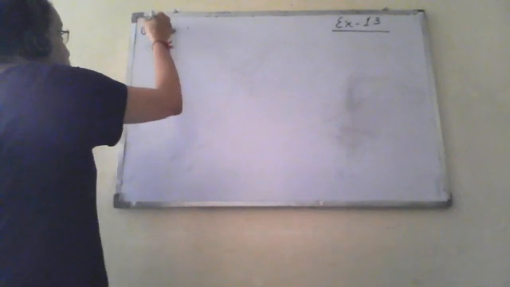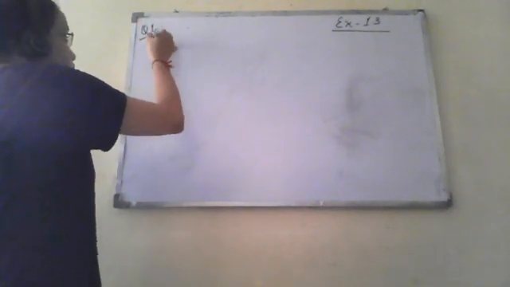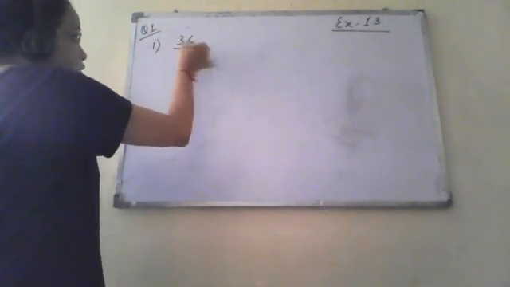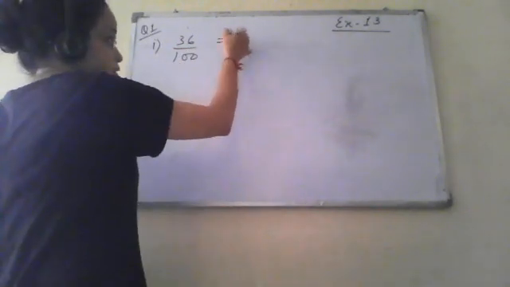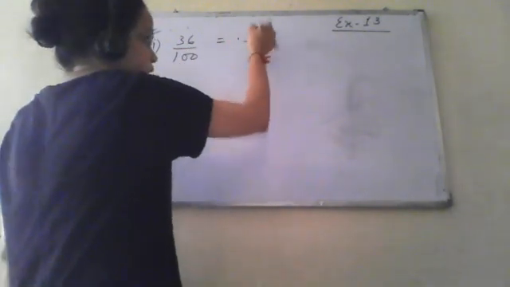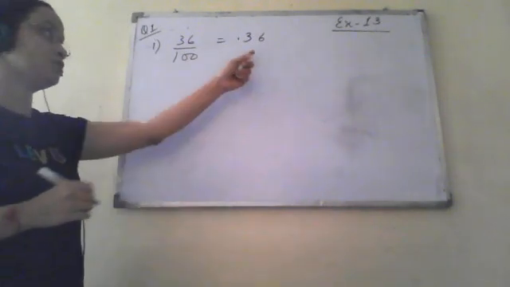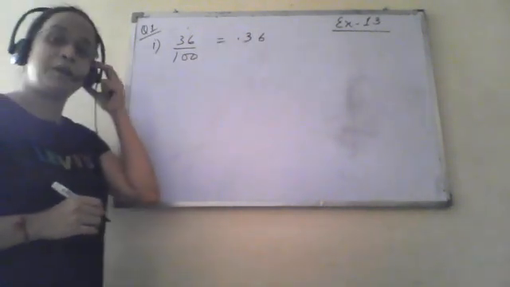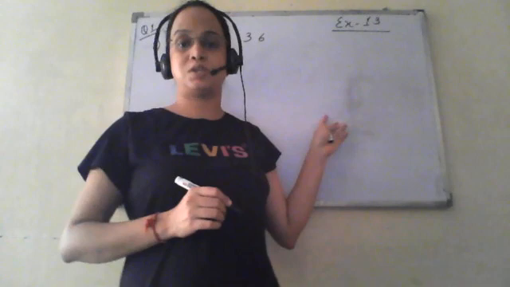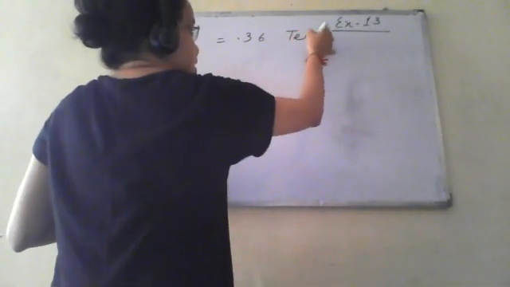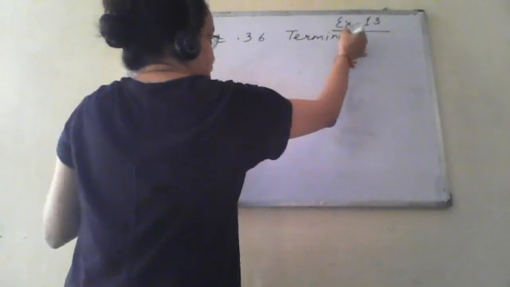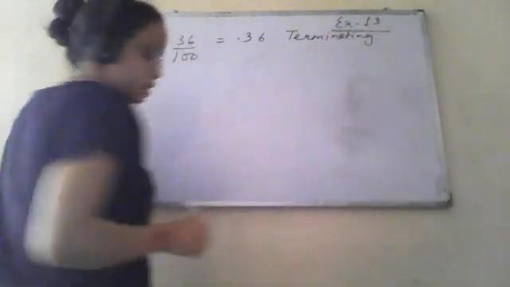decimal expansion each has. Okay, so first one is question number 1, first part. This is 36 upon 100. So it is very simple. When we divide it becomes 0.36, and 0.36 means the remainder will become 0 after two steps. So it is a terminating decimal expression. Okay, terminating decimal expression.